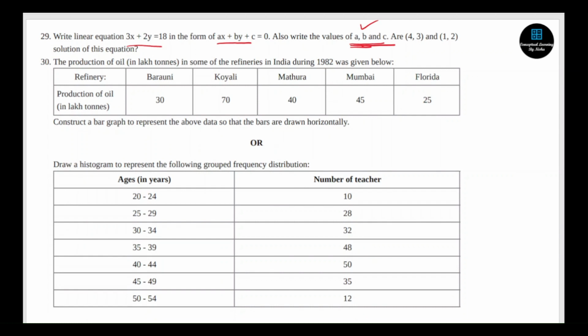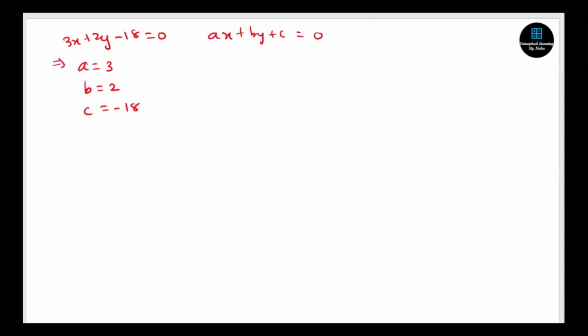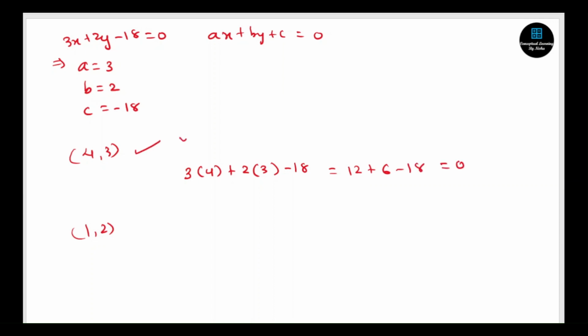So (4, 3) and (1, 2). We have to check for that. So we'll check this one by one. Now if I put the value of x as 4, then 3 into 4 plus 2 into 3 minus 18. We should get 0. So 12 plus 6 minus 18. So yes, this is 0. So yes, this is the solution.